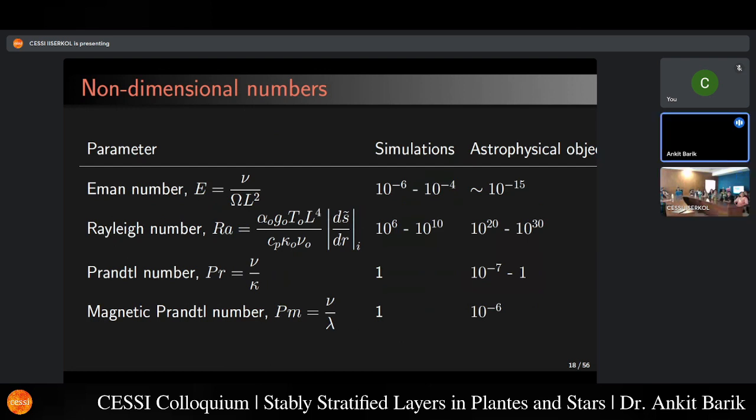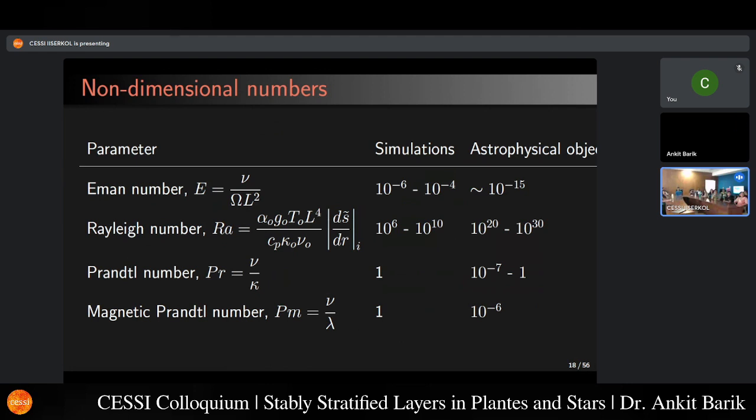So these are the four control parameters. This is the Ekman number, and this is the ratio of the viscous force to the Coriolis force. So the lower the Ekman number, the less viscosity and the faster your rotation. Simulations typically go up to 10 to the power -6, but for actual physical objects, we are obviously many orders away, so 10 raised to the -15 or so.